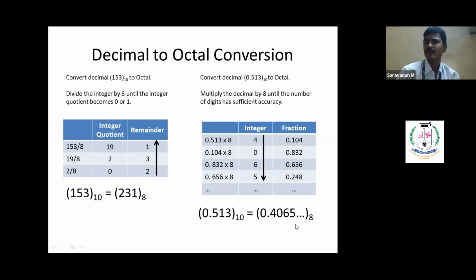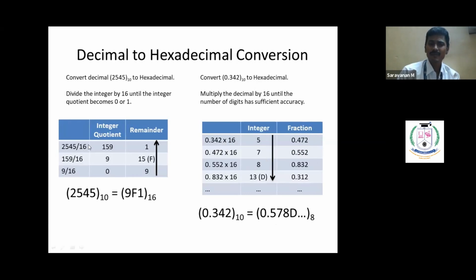The same way for decimal to hexa. For decimal to hexa, it is divide by 16 and multiply by 16. For the integer part, keep on dividing by 16. For decimal portions, we have to multiply by 16 and take the integer parts alone. Here we have to take the remainder, and here we have to take the integer.